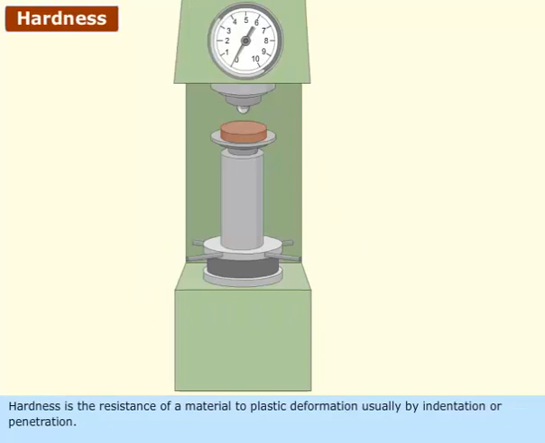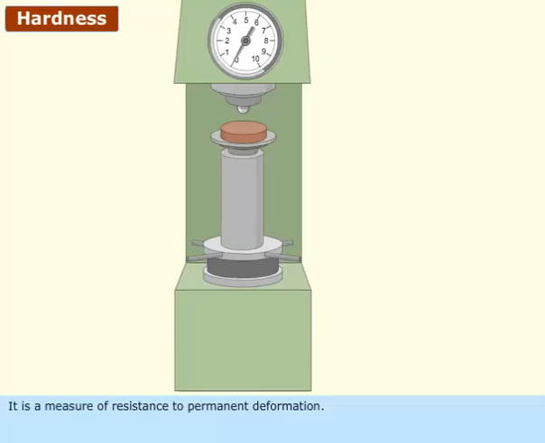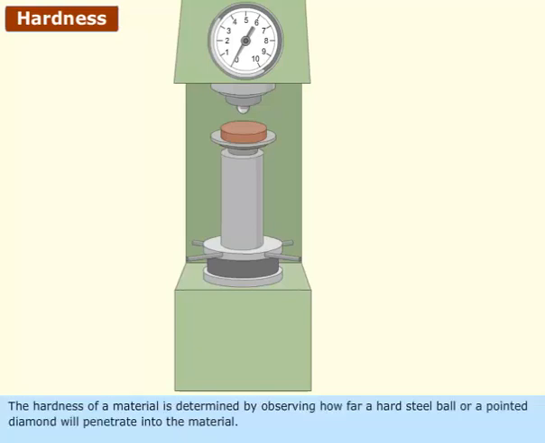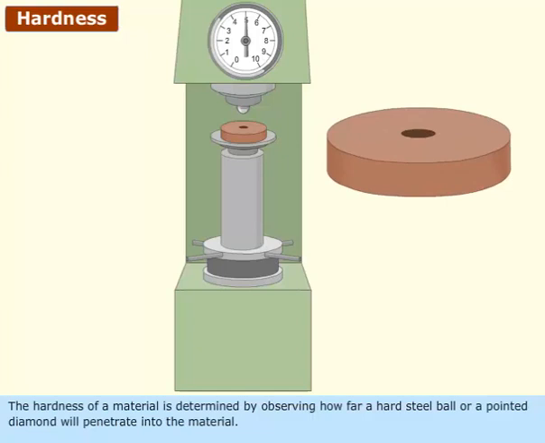Hardness is the resistance of a material to plastic deformation, usually by indentation or penetration. It is a measure of resistance to permanent deformation. The hardness of a material is determined by observing how far a hard steel ball or a pointed diamond will penetrate into the material.